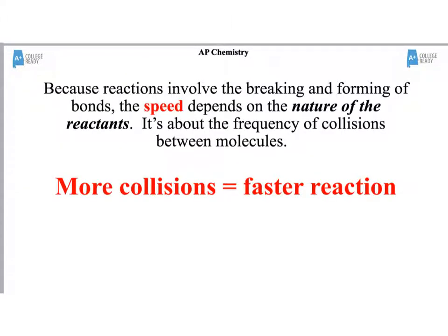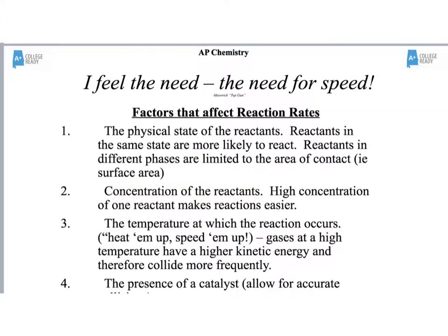So one key concept when we're talking about kinetics is to understand that reactions involve breaking and forming bonds, and the speed of reaction depends on the nature of the reactants. It's all about the frequency of the collisions between the molecules. So the more frequent the collisions, the faster the reaction will happen. So how can we get more collisions? There's a couple of things that you can have.